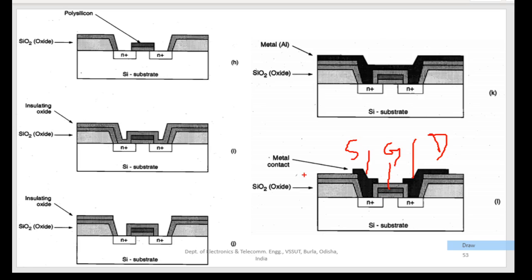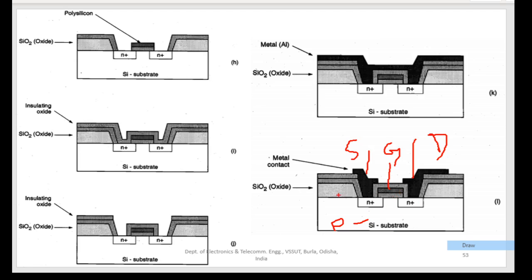Okay, so these are the steps to fabricate one NMOS over a silicon substrate, and basically this is taken as a p-type silicon substrate. So NMOS is formed on a p-type substrate, and PMOS will be formed on an n-type substrate. So they are like opposites. When you want to form an NMOS, you will start with a p-type substrate and vice versa, right?